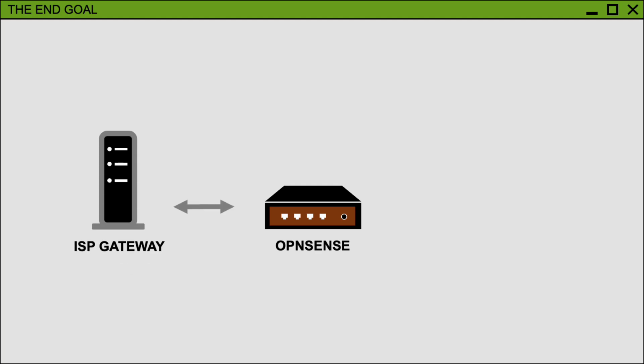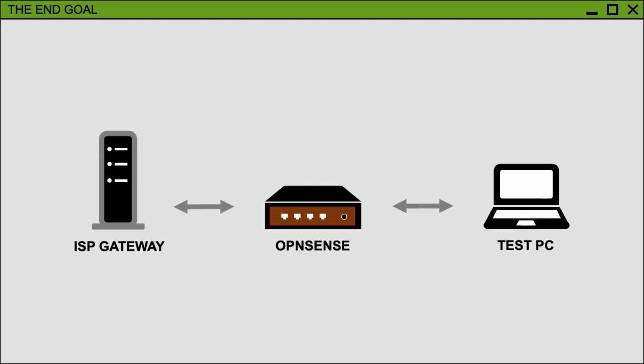You'll either need to purchase or build a computer and install OPNsense on it. Then you will connect it to your ISP's gateway and a test PC. The ISP gateway will provide internet access, and this will be shared with the test PC. The test PC's role is to verify that everything is working properly.